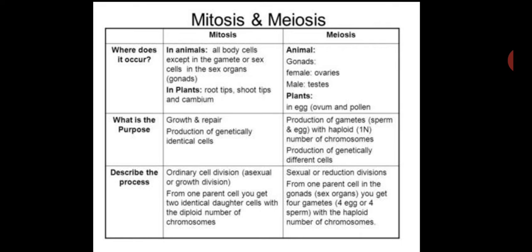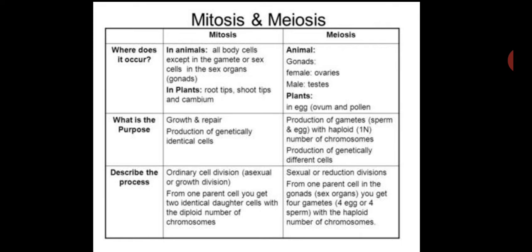That's why it is known as somatic division. Whereas meiosis occurs in sexual mother cells, female or male spore mother cells. This is known as gametogenesis. After meiosis, gametes will be produced. Right, second difference. What is the purpose?